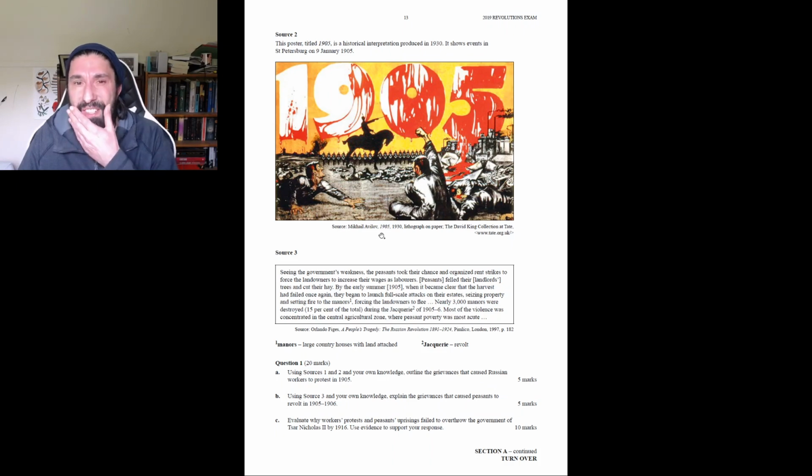And just keep in mind the dates here. It represents the events in 1905, but it was actually created in 1930 by Mikhail Avalov. And it's nice that that's been referred to up there. Sometimes in exam papers it's not, sometimes it is, so you just have to keep an eye on that. So anyway, here are our sources that we have to respond to for these questions, and then we'll look down at these questions here.